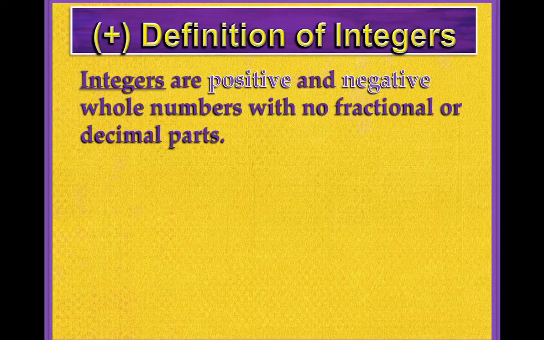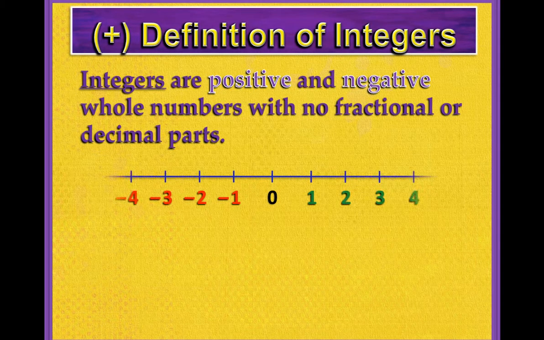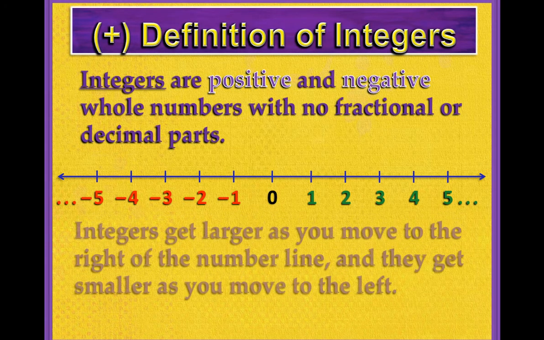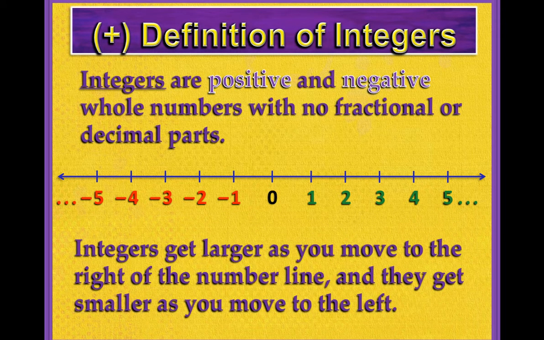The definition of integers. Integers are positive and negative whole numbers with no fractional or decimal parts. Look at the number line. We know as we go to the right, the numbers increase, and as we go to the left, the numbers decrease. Integers get larger as you move to the right of the number line, and they get smaller when you move to the left.